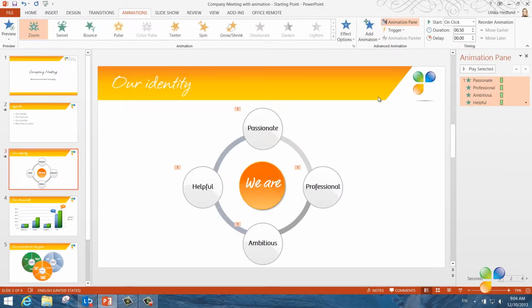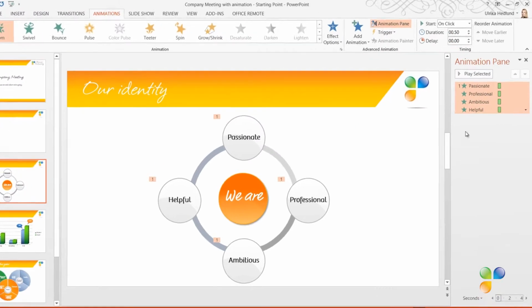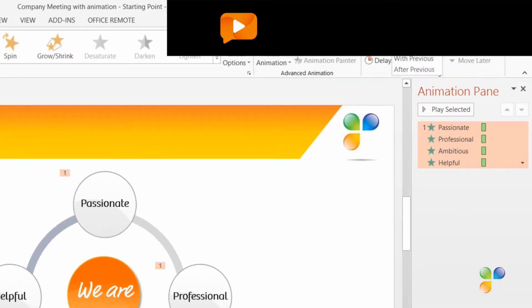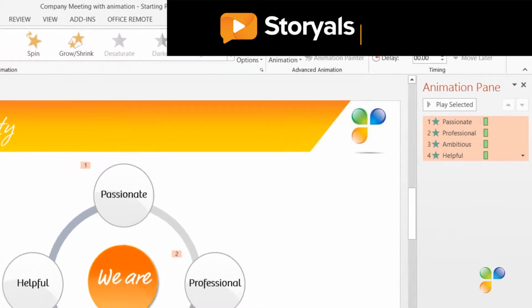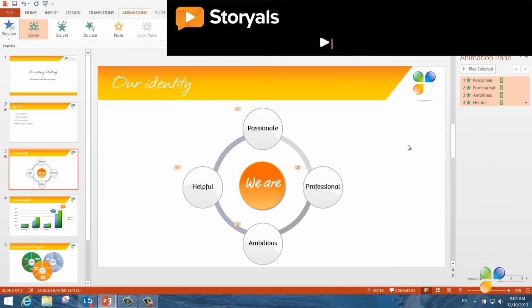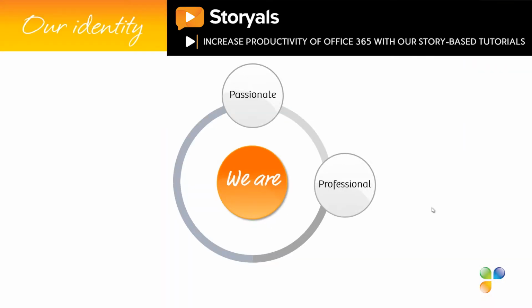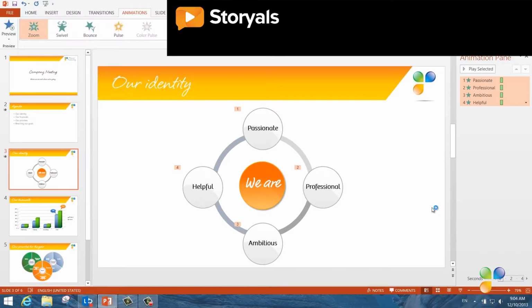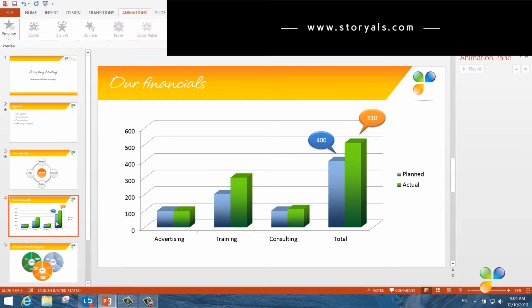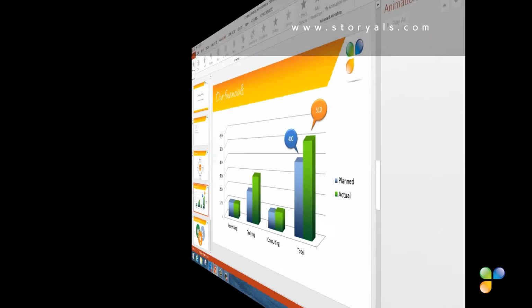Now, all the circles will appear all at once, but I want them to appear one by one. So having the animations marked in the animation pane, I'll go to the Start drop-down menu and select On Click. Now you can see that the objects will appear one by one in the order that I want them. Let's look at this again in slideshow mode. Perfect.